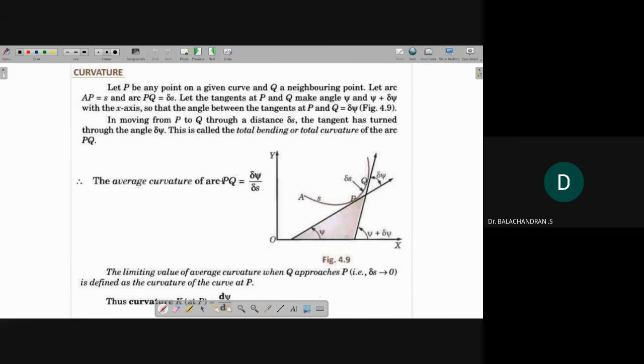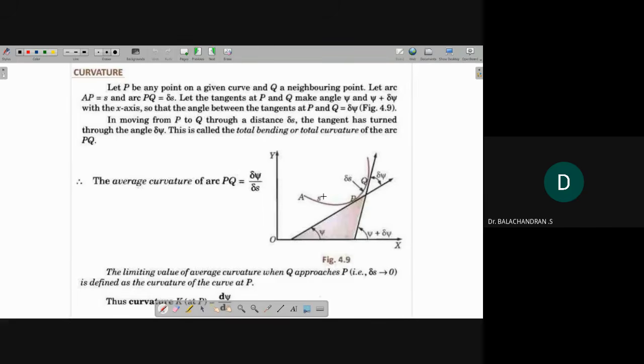The average curvature of the arc is defined by the ratio between the total angle divided by the total bending or total curvature. It's delta psi. You know that delta psi is the angle between the two tangents at P and Q, and delta S is the distance between P and Q.